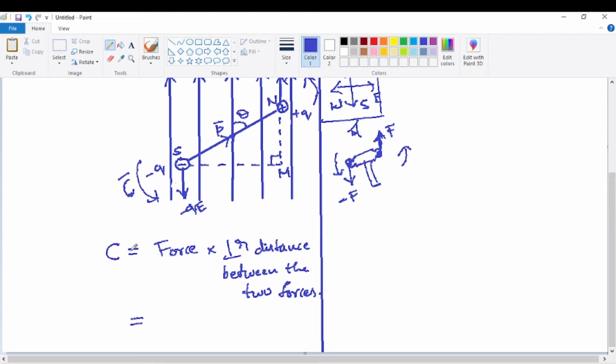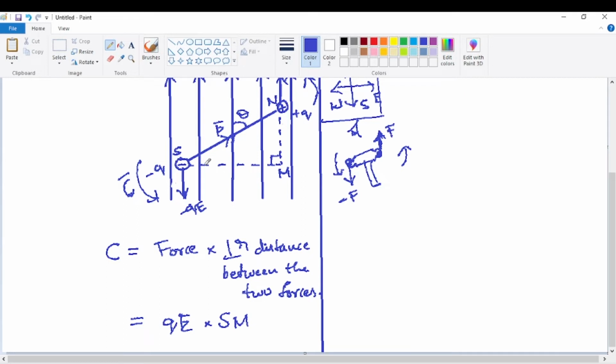So now again, coming back here, C is equal to force into perpendicular distance between the two forces. So what is the force here? Each of the two forces in a couple of forces. Only magnitude must be taken here. Any one force into the perpendicular distance between the two forces. One force is QE here. So what is the perpendicular distance between the two forces? SM is the perpendicular distance. That's what we are getting from the diagram.